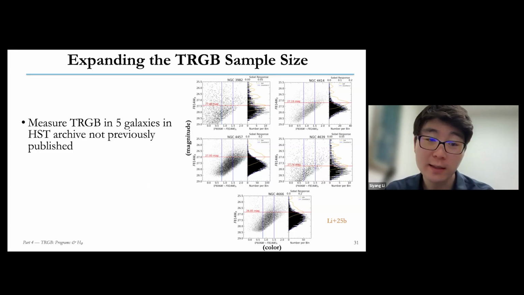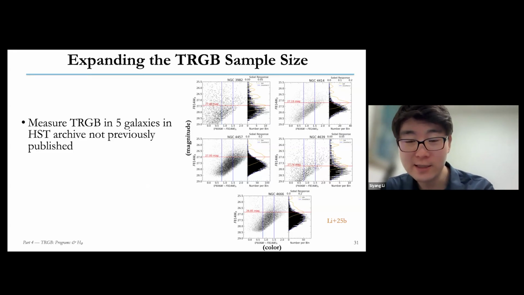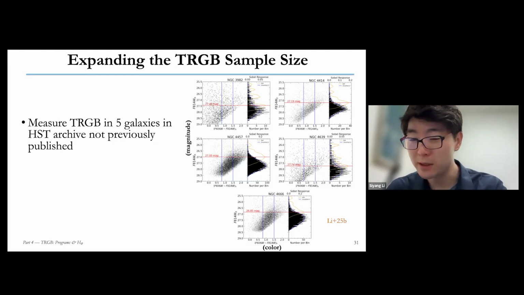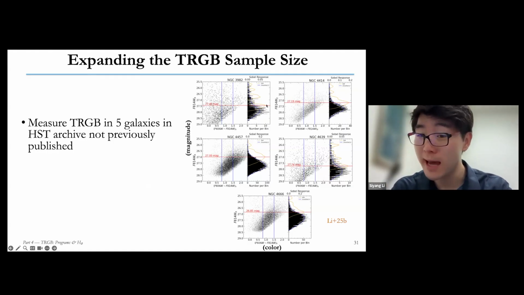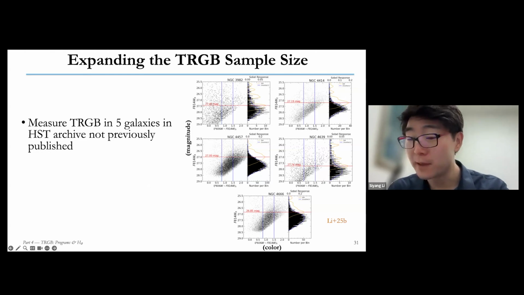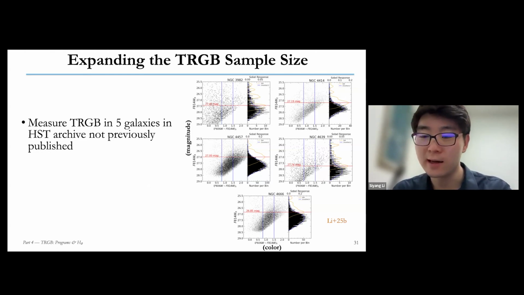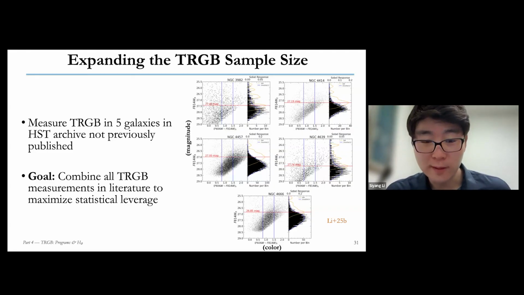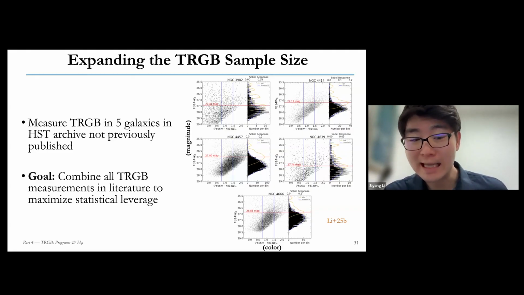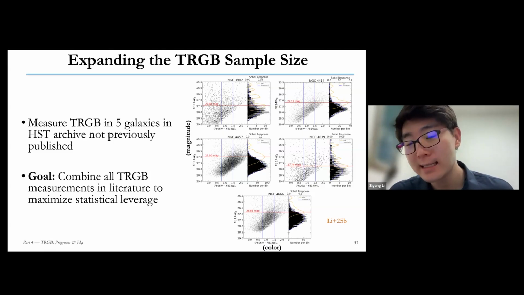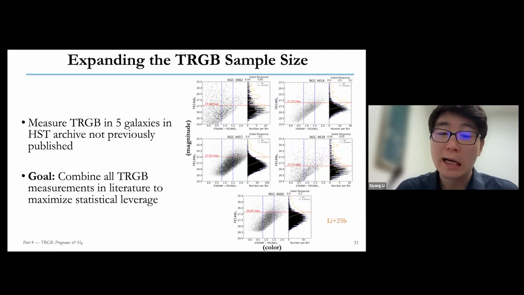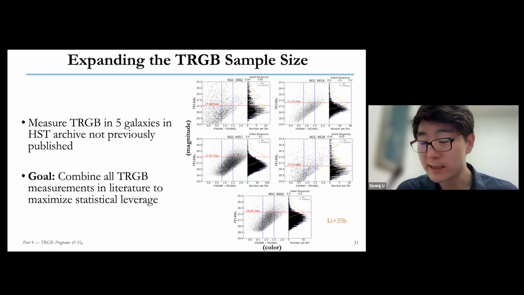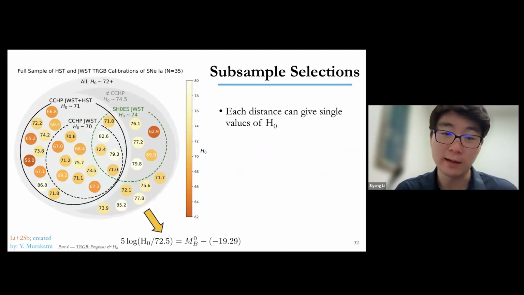So in this new iteration, we did measure the TRGB in 5 galaxies using data in the HST archive that weren't published before. On the right here, we're showing color magnitude diagrams and luminosity functions for these galaxies. And then the goal here was to combine these new measurements with all the TRGB measurements in the literature to really maximize the statistical leverage we have on comparing the TRGB with Cepheids, as well as measuring the Hubble constant and comparing that with the Cepheid-based Hubble constant as well.